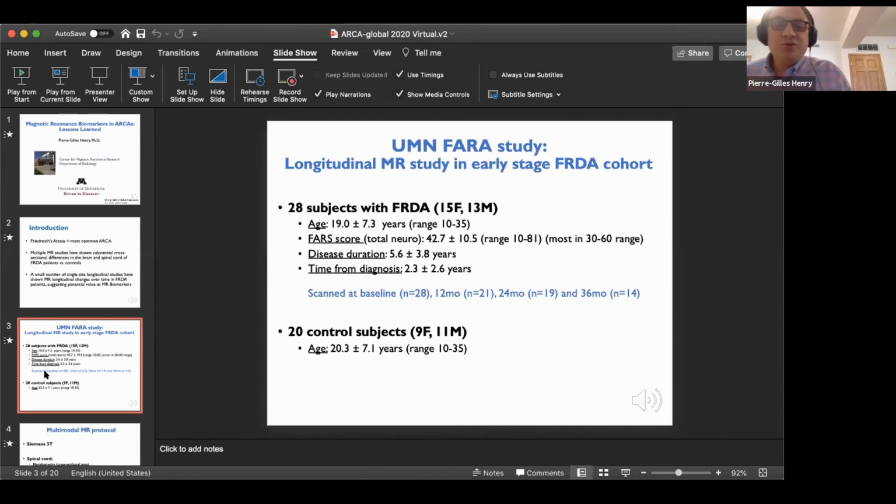And I'm mostly going to show you results from the UMN FARES study, where we followed an early stage Friedreich's ataxia cohort over time with 28 subjects. And as you can see, the disease duration was only 5.6 years, time from diagnosis only 2.3 years. So it was really an early stage cohort. And we scanned 28 patients at baseline, 21 at 12 months, 19 at 24 months, and 14 at 36 months. And we also had 20 control subjects that were age and gender matched, but these controls were scanned only at baseline.